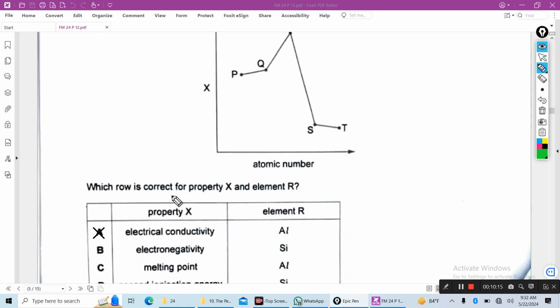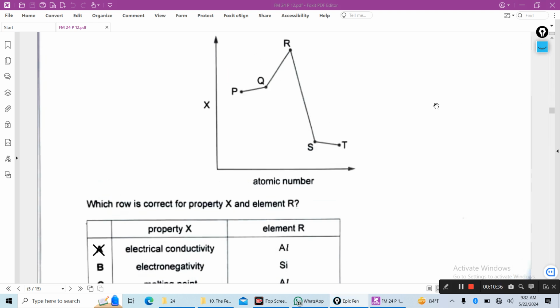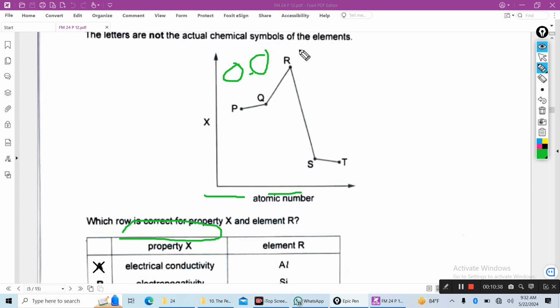Which row is correct for the property of X and element R? So X increases across the period 3. Electrical conductivity: sodium has 1 free electron, magnesium 2 electrons, aluminum, which is R, 3 electrons. So conductivity increases. That's why the answer will be A, electrical conductivity.